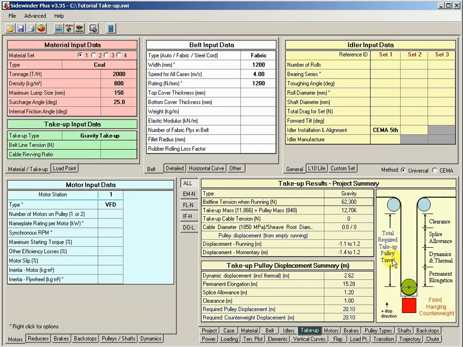because you've got your belt line tension. Well, if you want your pulley tension, it's just double that. If you want your take-up tension, then you've got to calculate it, whether it be a hanging counterweight, like I say, or some cable reeving. And let's just go through that right now.